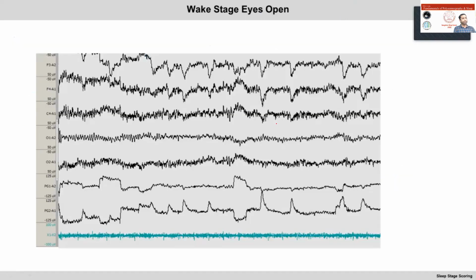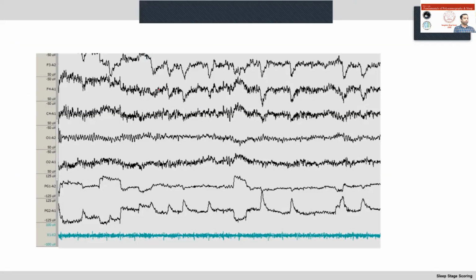So this is wake stage, eyes open. Just like if somebody puts an EEG electrode, EOG electrode, and EMG, this is how this is EOG.